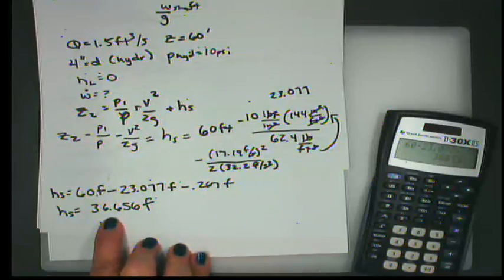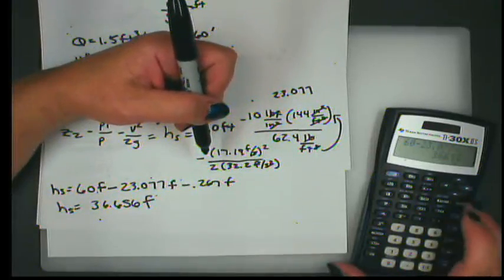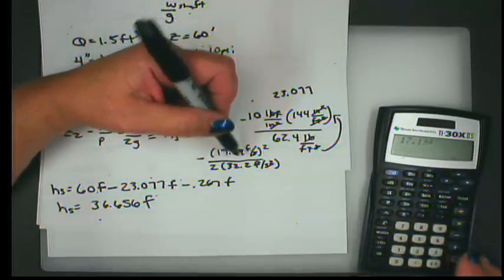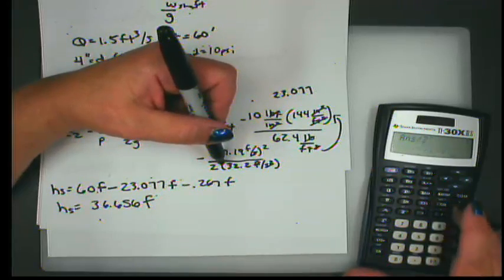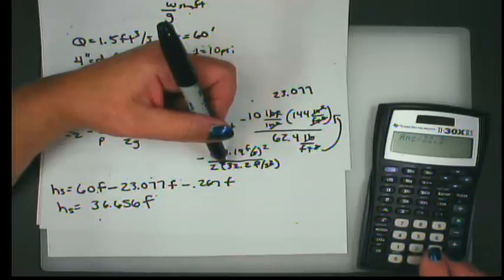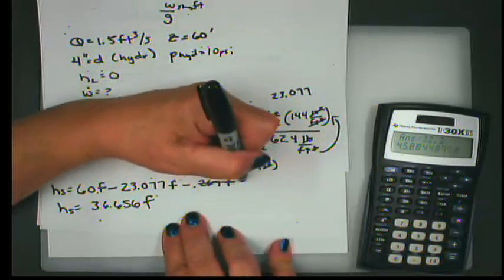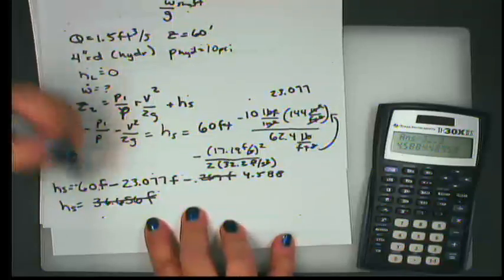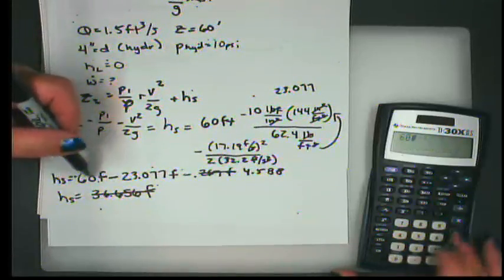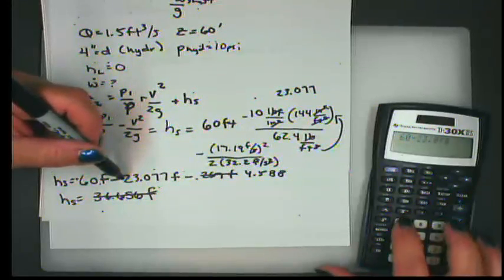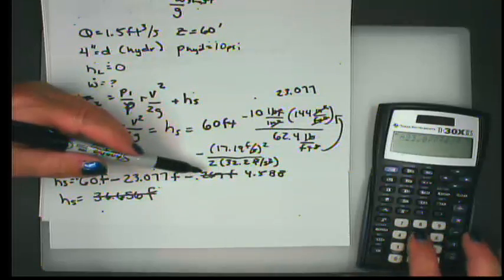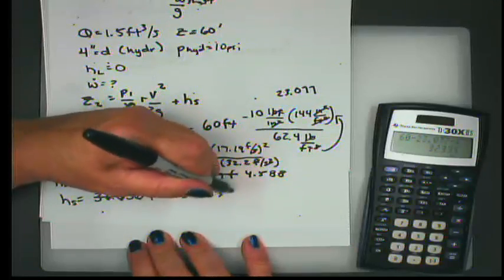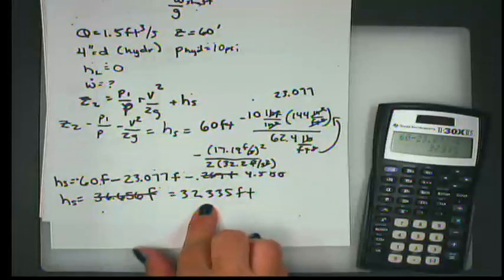Okay, now once again, this has to be squared. I have a little problem here. Let me get this again. 17.19 squared divided by 2 and divided again by 32.2. So this number is not this, it's 4.588 feet. So this value is 60 minus 23.077 minus 4.588, and that's a value of 32.335 feet.